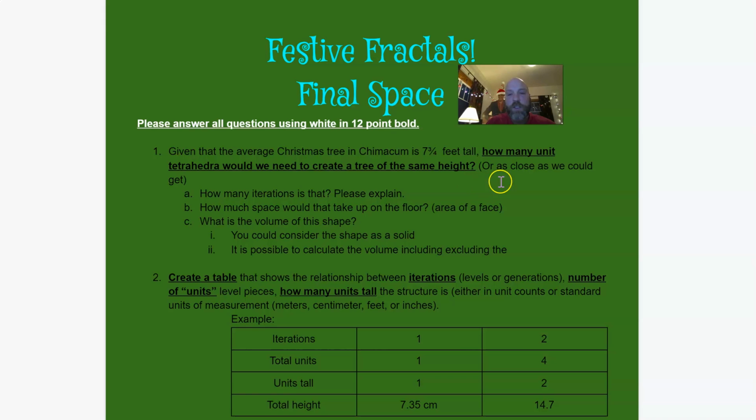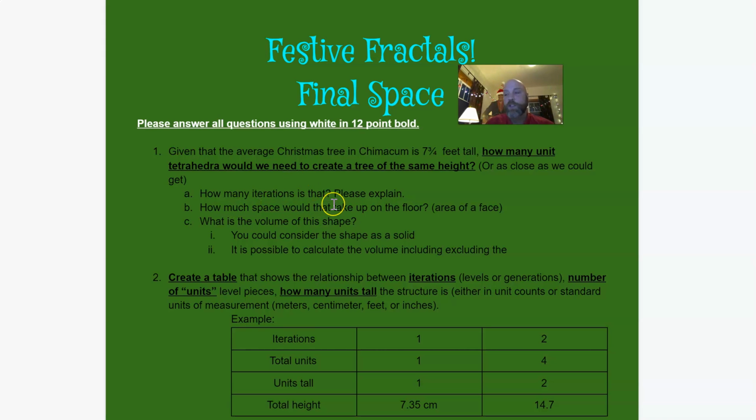But these are the questions that came up lots of different ways, and I kind of put them all in one scenario. So given the average Christmas tree in Chimacum is about 7 3/4 feet tall, and that's pretty close, how many unit tetrahedra, how many of these guys would it take to create a tree that was about the same size? So that's where we start.